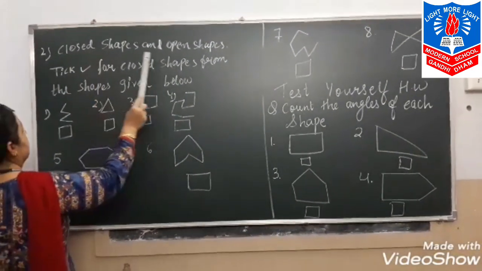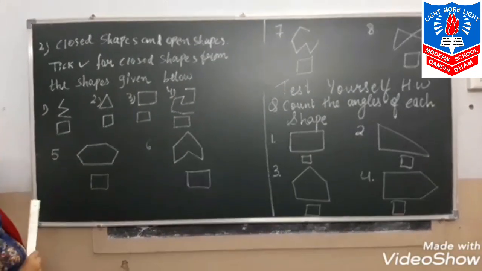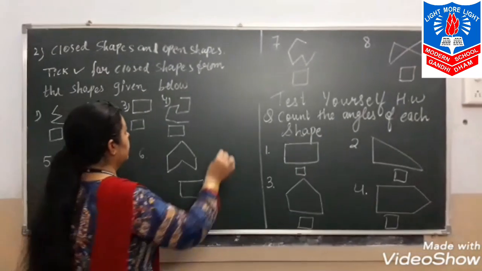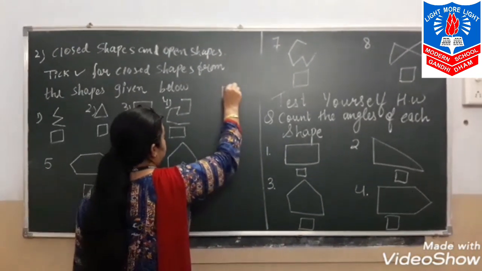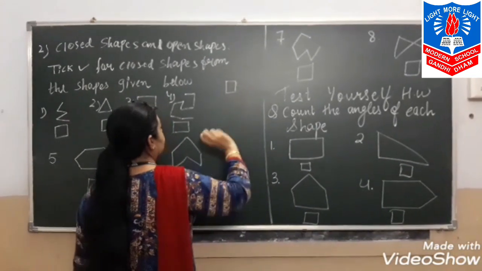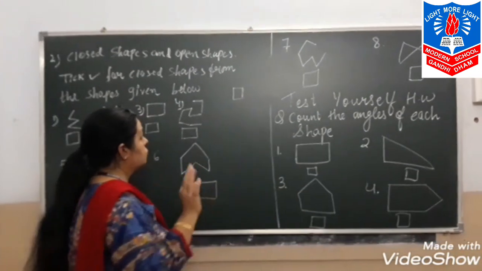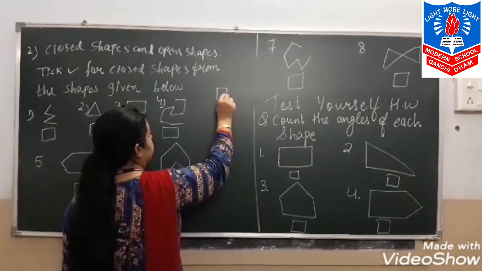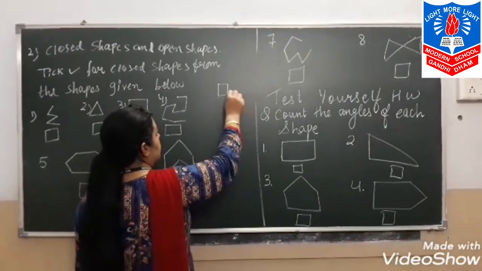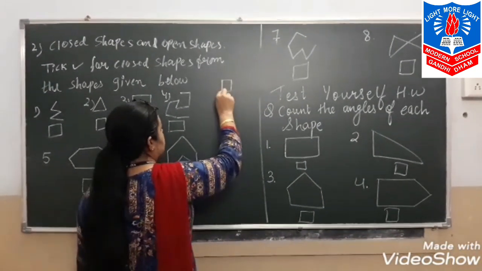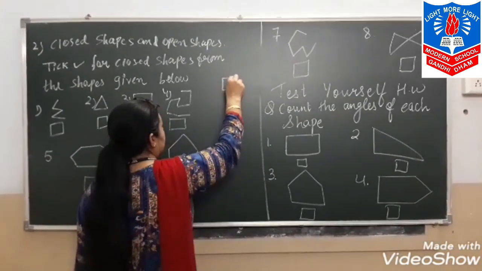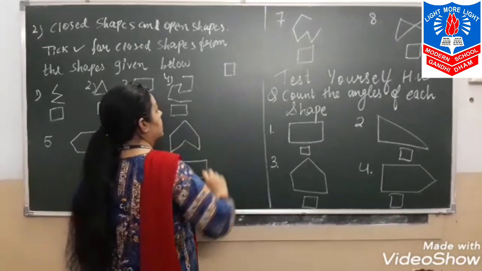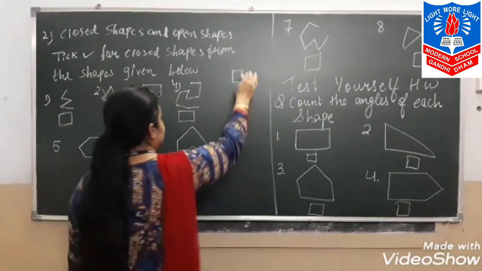Now closed shape and open shape. First we understand closed shape. Closed shape means, I draw one here. See here, a square. A square has 4 sides. In this shape, we cannot enter or go out from this figure because this figure is closed from all sides. So we cannot enter this figure from any side.